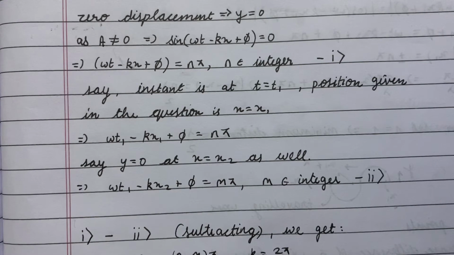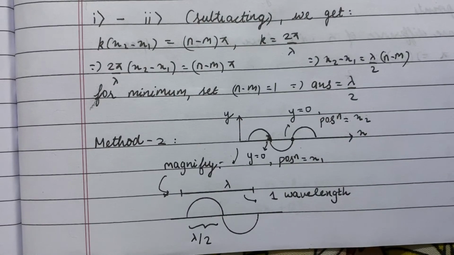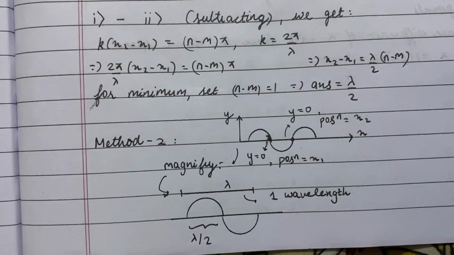Hence subtracting equation 1 and 2, that is, operating 1 minus 2, we get k(x2 − x1) is equal to (n − m)π, where k is 2π/λ and λ is wavelength. So substituting it in the equation, we get (2π/λ)(x2 − x1) is equal to (n − m)π. This implies that x2 − x1 is equal to (λ/2)(n − m).